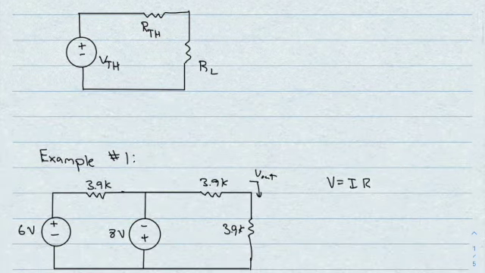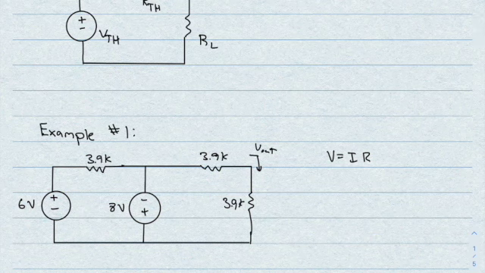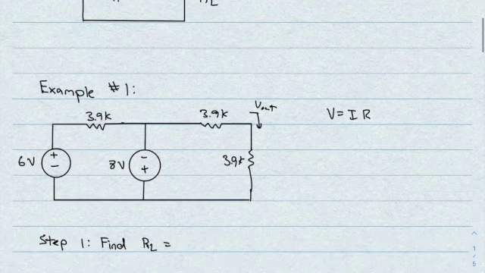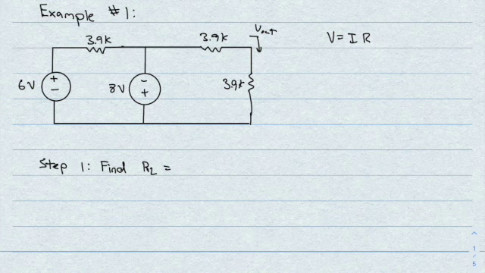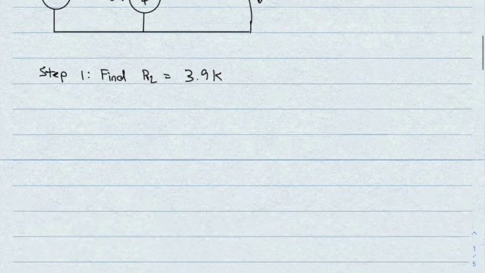All right, example number 1. I picked a pretty easy one to start us off with, just to get our feet wet. So let's just get right into it. So R load, the load resistor. Well, we can see that V out is going across this one right here. So this is going to be our load resistor, right? That's going to be given to you, which is 3.9K. All right, so step 1, done, boom.